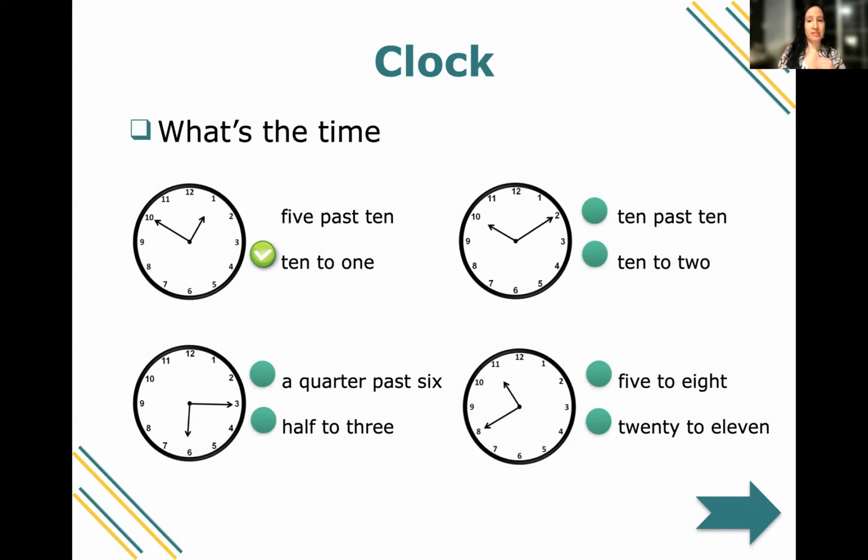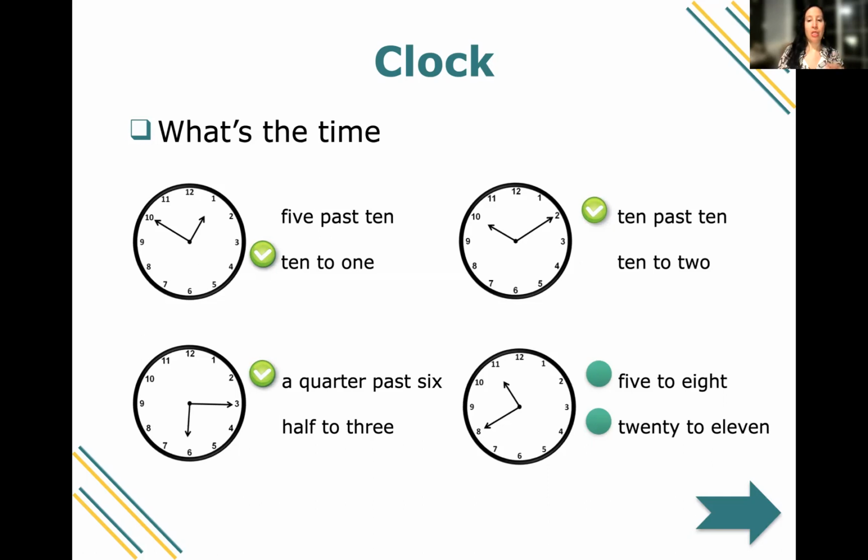Let's do the upper right. We have the longhand on the 2 and the shorthand on the 10. Would it be 10 past 10 or 10 to 2? 10 past 10. That means 10 minutes past 10 o'clock. Let's do the lower left. The longhand's on the 3 and the shorthand's on the 6. Would it be a quarter past 6 or half to 3? Would be a quarter past 6. Quarter means 15 minutes past 6, okay?